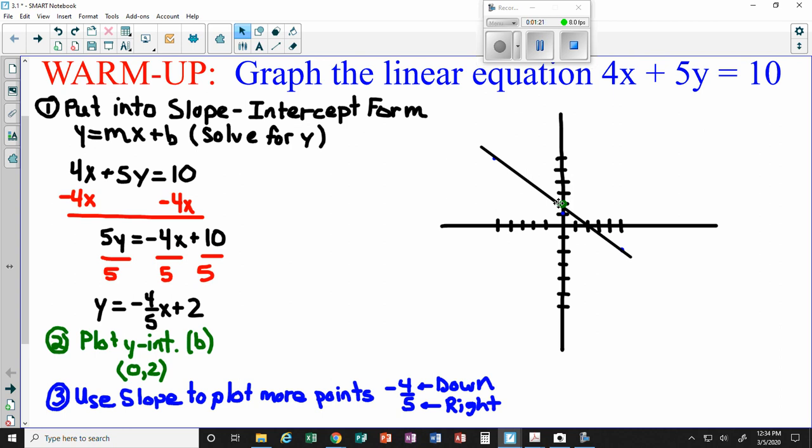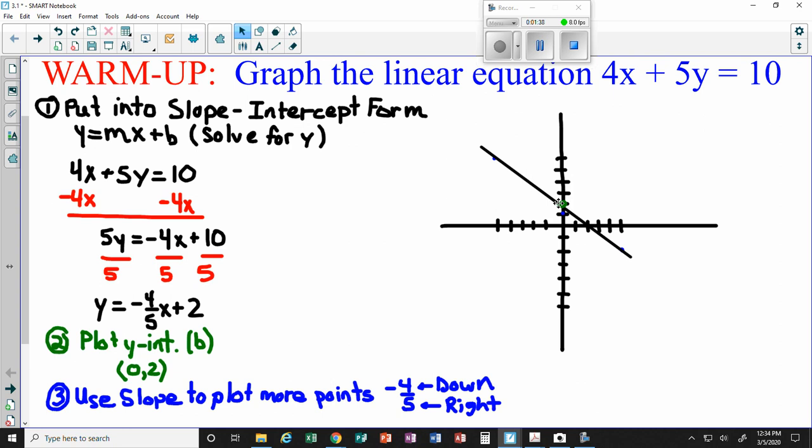The only time I ever go left is when I run out of room going to the right. Then I go backwards and I go the opposite way. So instead of going down and to the right, I'm going to go backwards and go up and to the left. Okay? So if it's negative.